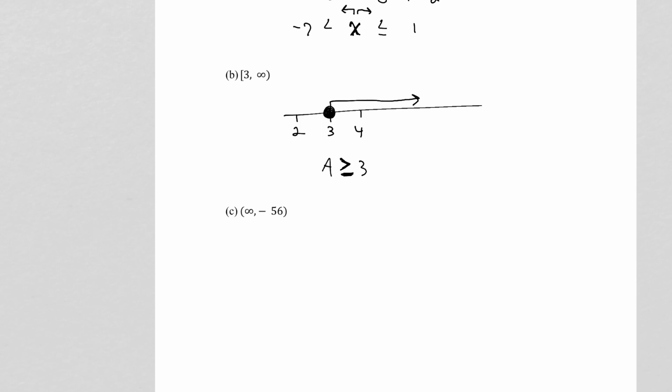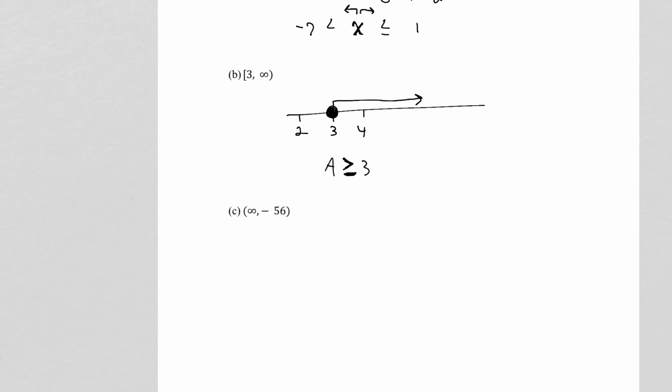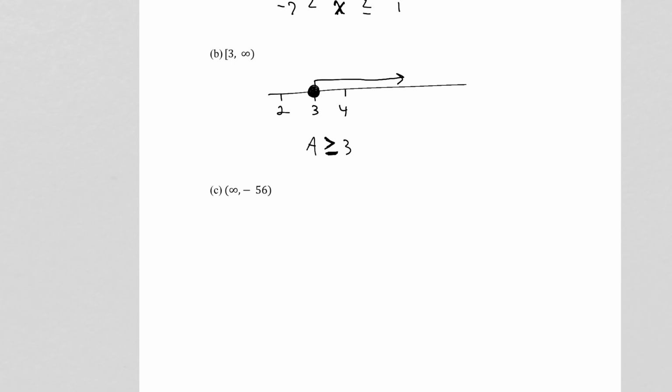And then our last one, this is a typo. This should have been negative infinity. You should not see something typed like that with a positive value to the left of a negative value.